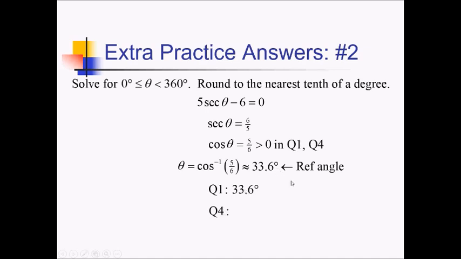For quadrant 4, we have to go 33.6 degrees away from the x-axis into quadrant 4. So starting at 360, we're going backwards 33.6. We're doing 360 minus 33.6. And that's going to come out to 326.4 degrees. There we go.